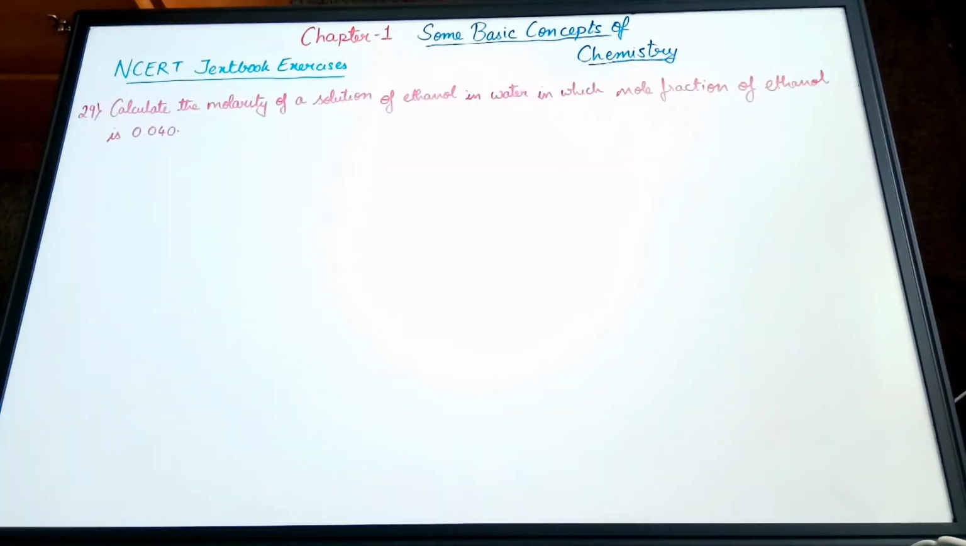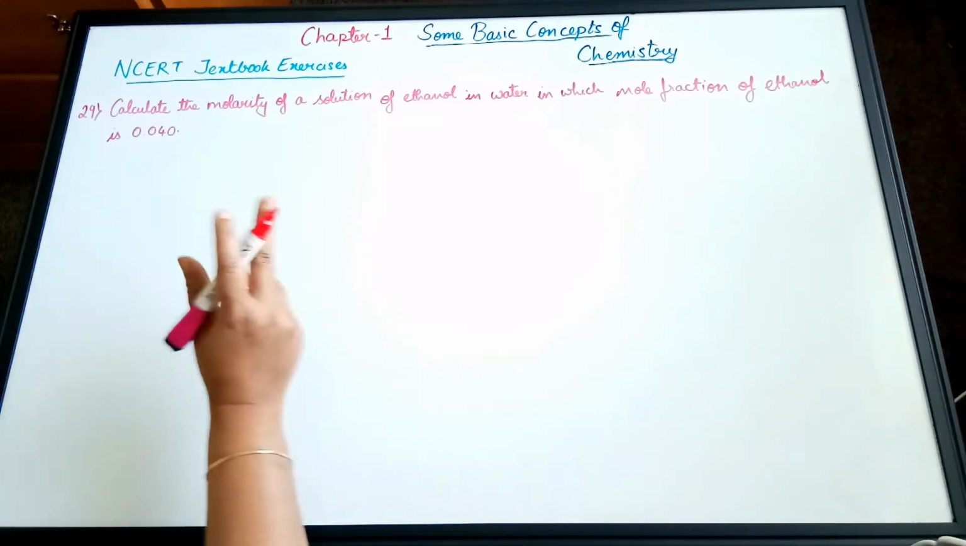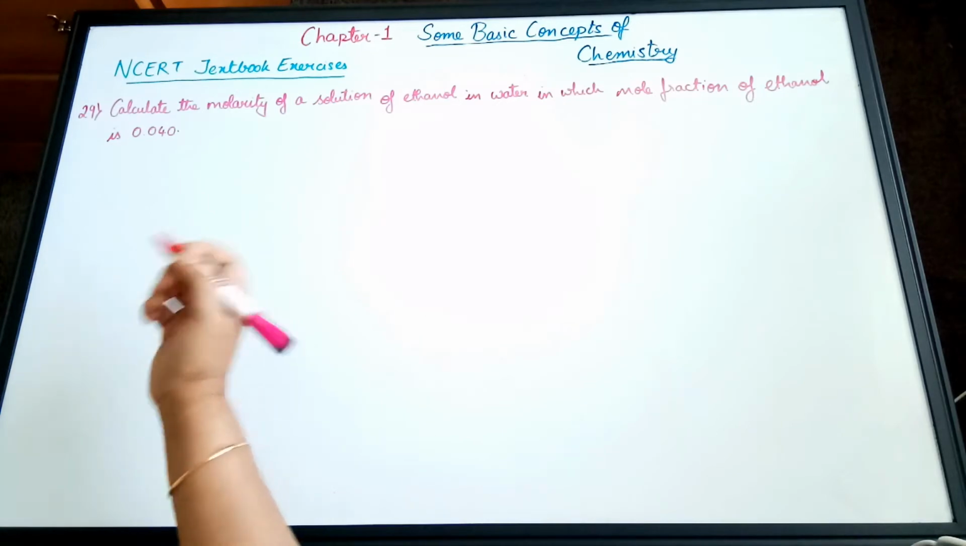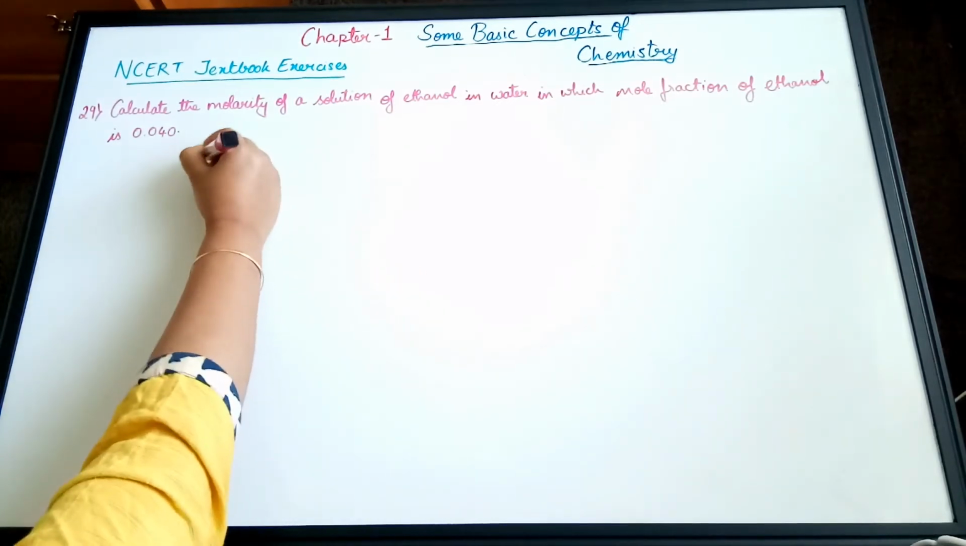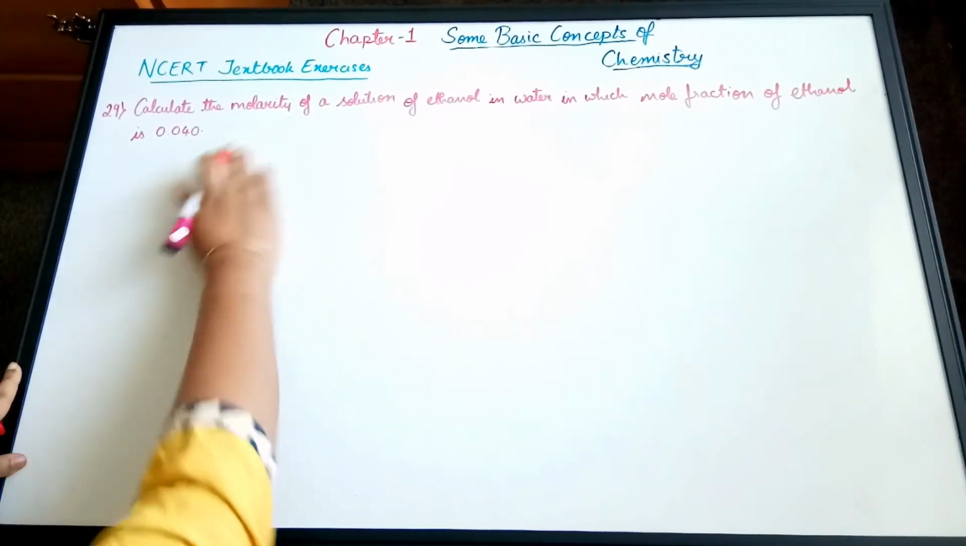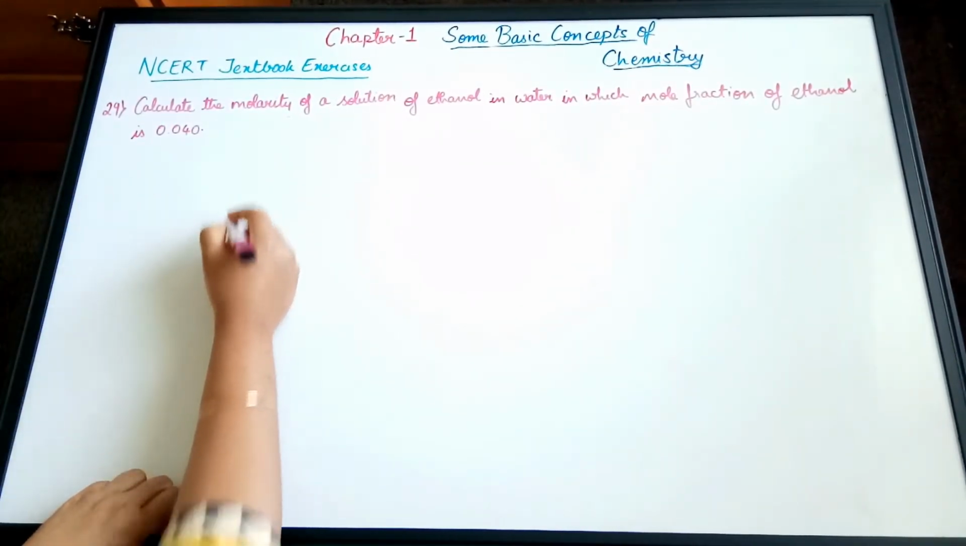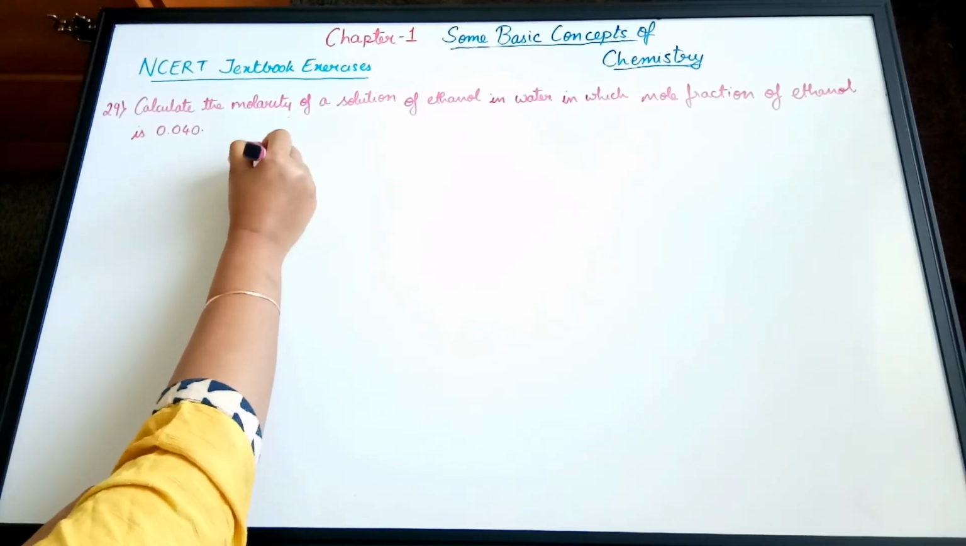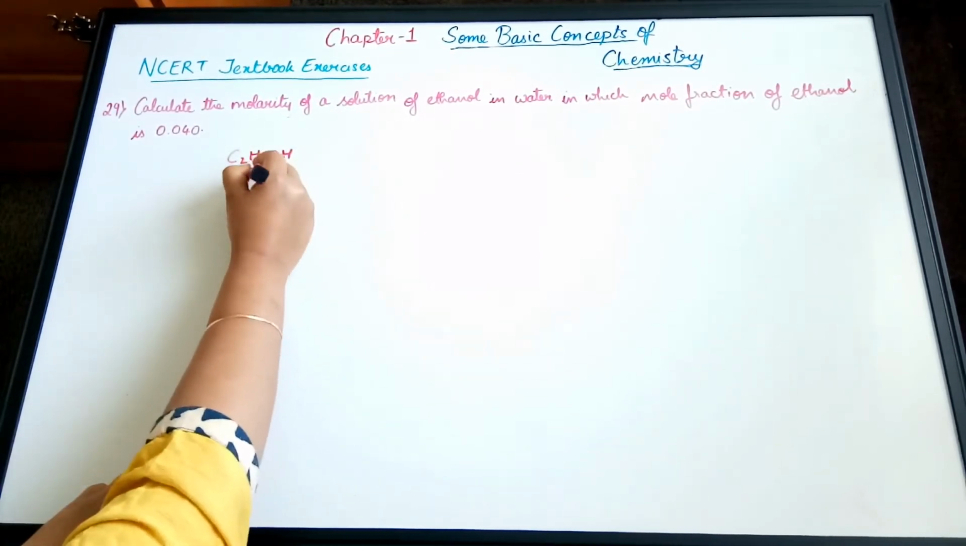Question number 29. Calculate the molarity of a solution of ethanol in water in which the mole fraction of ethanol is 0.040. Mole fraction has no units. So we know that our solution has two substances, the solute and the solvent. Our solute is ethanol, which for ease I am going to write as C2H5OH, and our solvent is water.